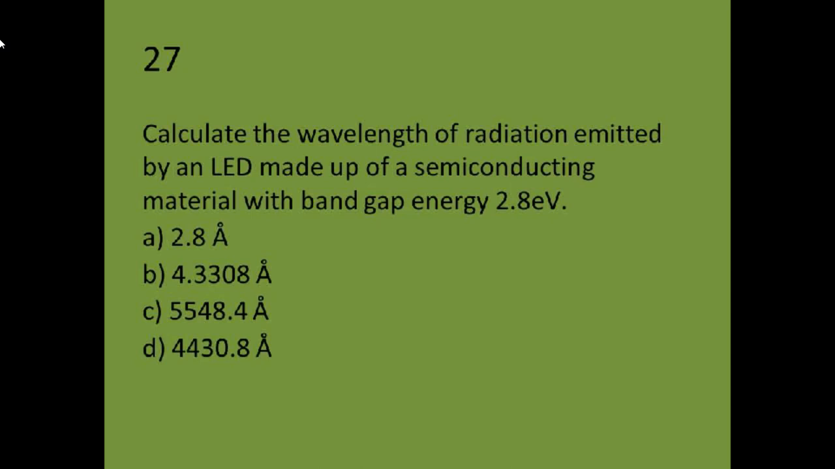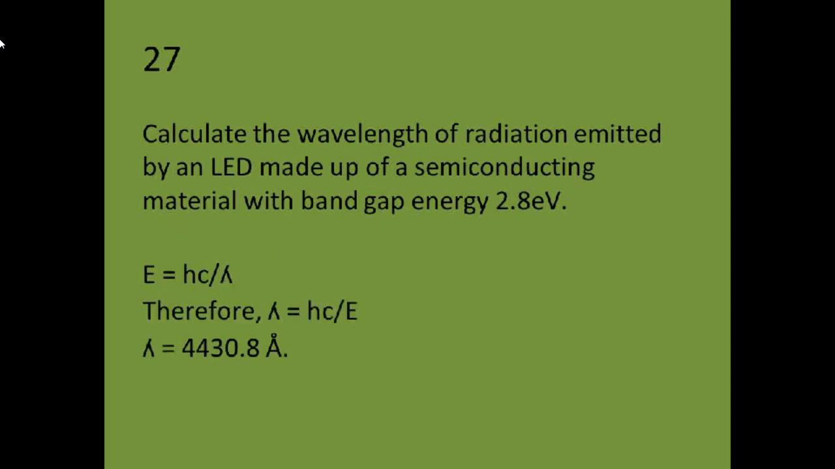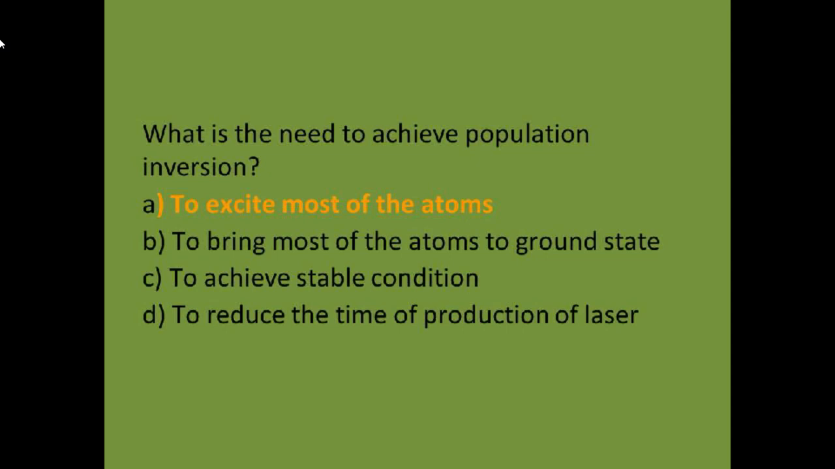Calculate the wavelength of radiation emitted by an LED made up of semiconducting material with a band gap of 2.8 electron volt. The options are 2.8 Angstrom, 4330.8, 5548.4 Angstrom, 4430.8 Angstrom. So the answer is the second slide. Formula is E = hc upon λ. h is Planck's constant, c is velocity of light. When you substitute, you will get 4430.8 Angstrom.